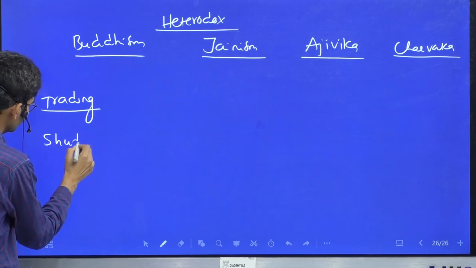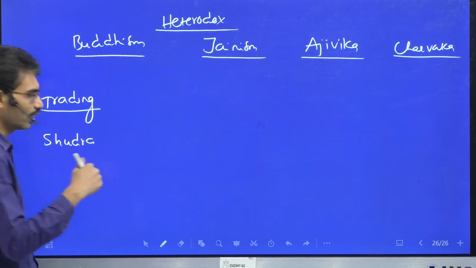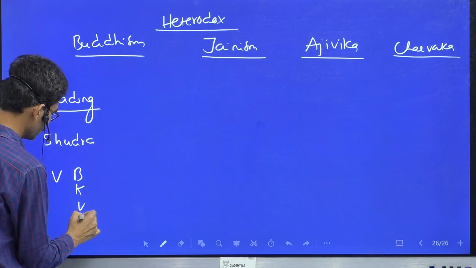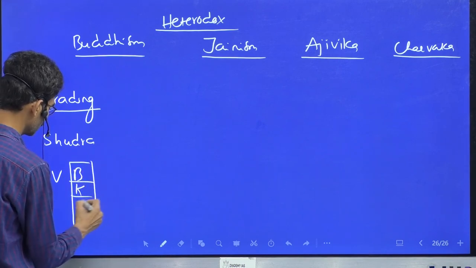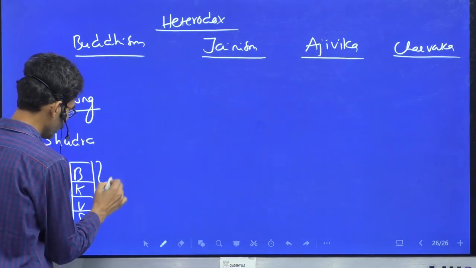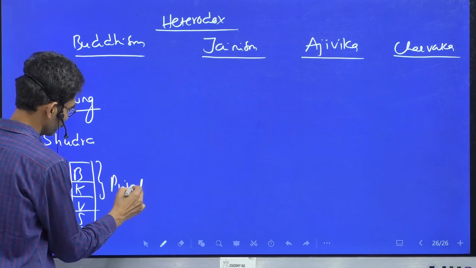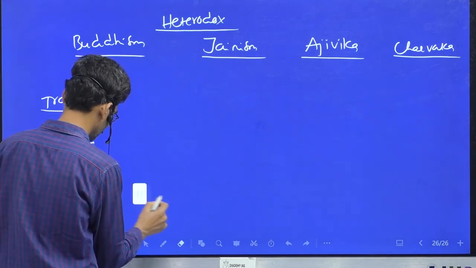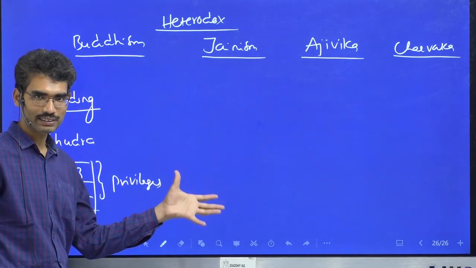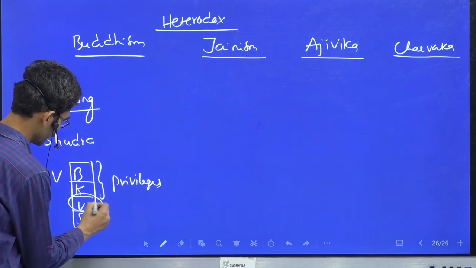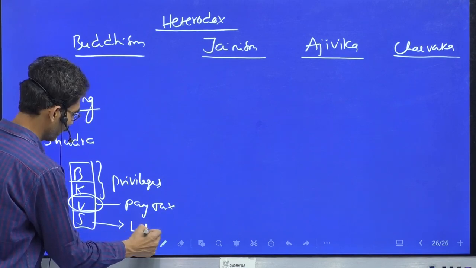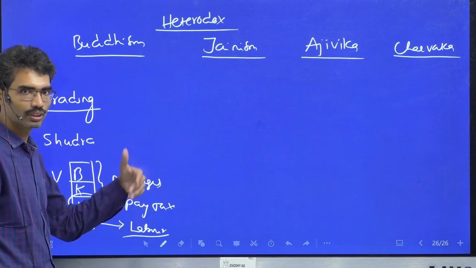And Shudras, in the Brahmanical order: Brahmana, Kshatriya, Vaishya, Shudra. This is how the Varnashrama system, the Varna system, was there. These two were enjoying privileges. They don't pay the tax, whereas Vaishyas pay the tax. Shudras were paying with their labor, a labor tax, forced labor.